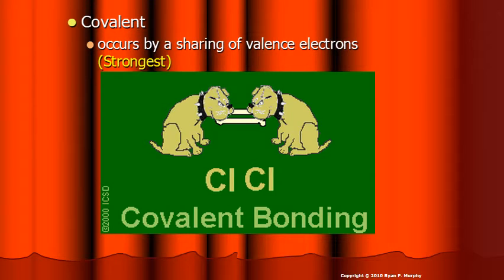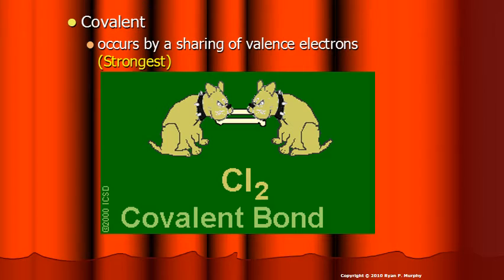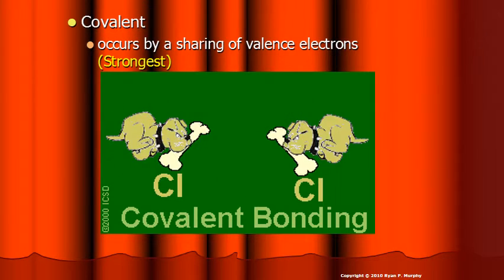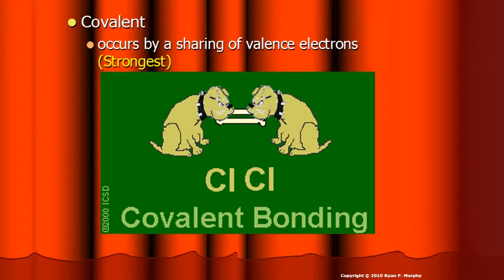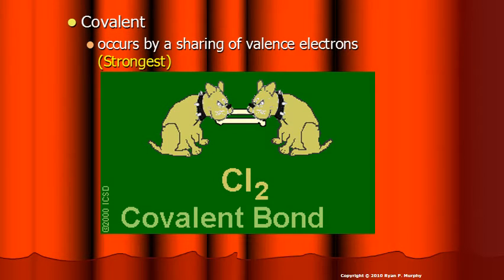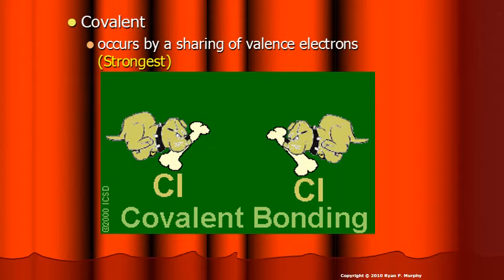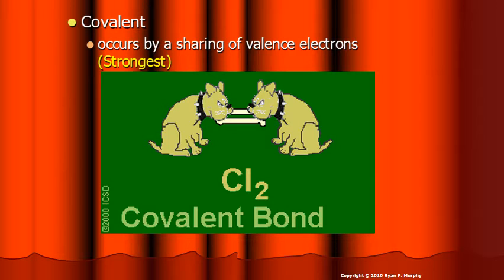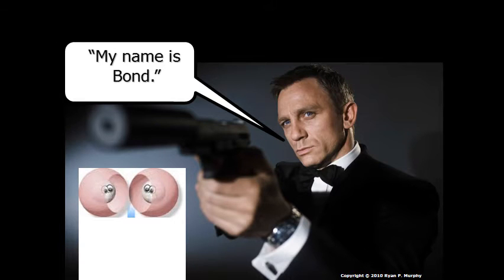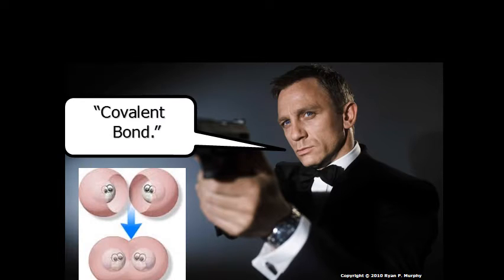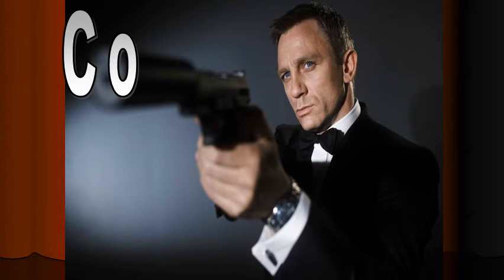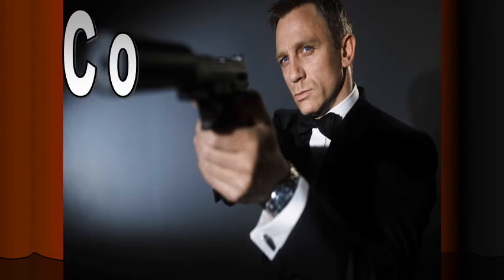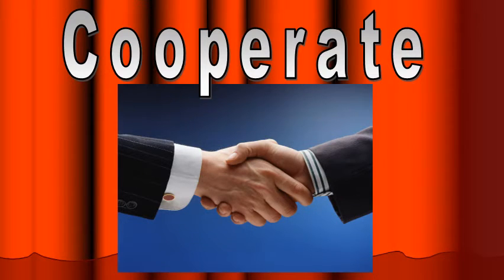Our next type of bond is called a covalent bond. This occurs by a sharing of valence electrons. So in this situation, it's not really that one atom receives an electron and one atom gives it away. It's more like they both kind of need some extra electrons, so they share. Okay, and this is a very strong type of bond. This kind of bond is a covalent bond. Covalent sounds like cooperate. That's what I want you to think of when you think of covalent bonds. Think covalent, cooperate. That's a good way to remember it, like sharing.